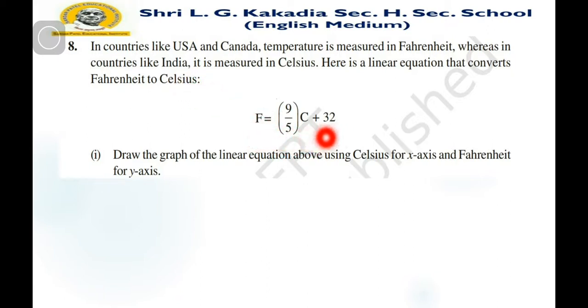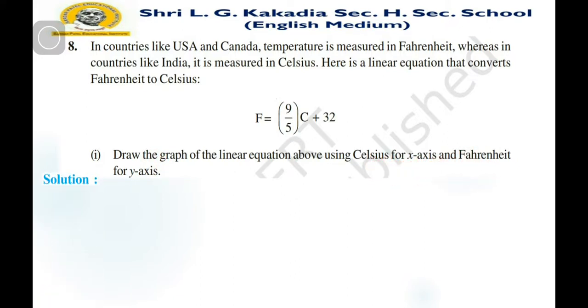Fahrenheit से Celsius और Celsius से Fahrenheit में convert करने के लिए इक्वेशन है: Fahrenheit is equal to 9/5 into C plus 32. If you put the value of Celsius, then we get the value of Fahrenheit, and it is a linear equation. Now we are going to solve some problems related to this equation. First, draw the graph of the linear equation above using Celsius for the x-axis and Fahrenheit for the y-axis. We take Celsius on the x-axis and Fahrenheit on the y-axis.